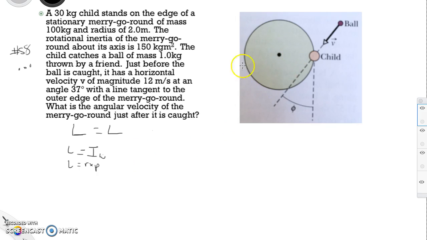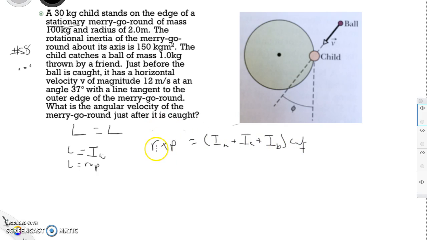The disc and the child are stationary, which means their angular momentum before is 0. So the only thing with angular momentum before is the ball, and for the ball we can use r cross p. Then after, the ball, the child, and the merry-go-round are all traveling with the same angular velocity, so we can add up all their moments of inertia, for the merry-go-round, the child, and the ball, times their final angular velocity.